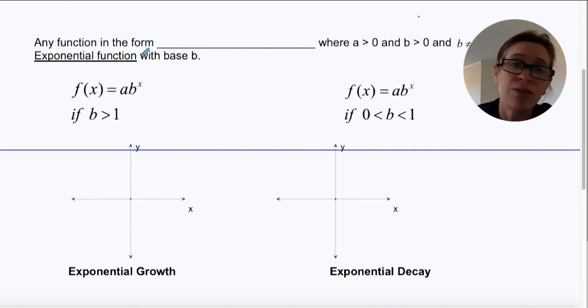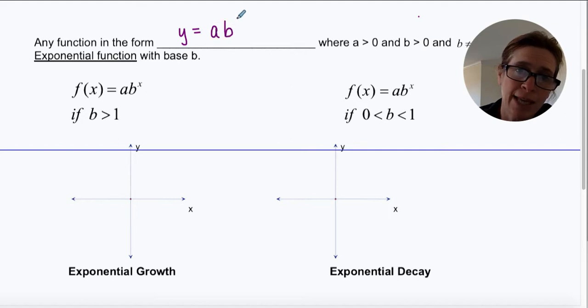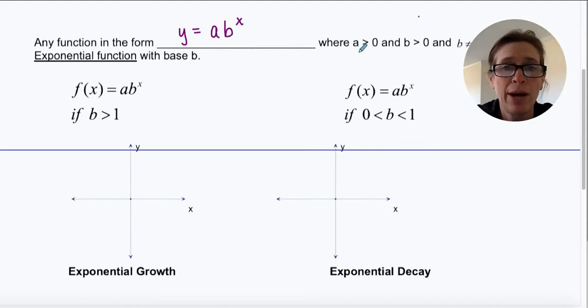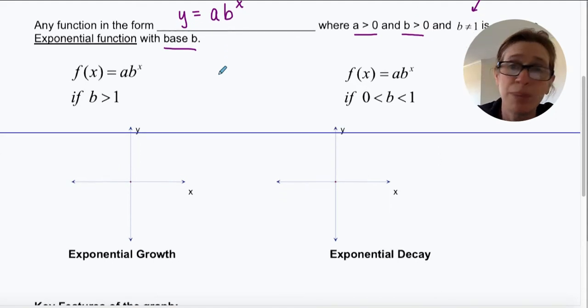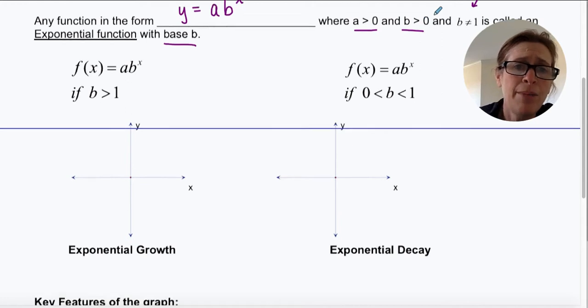I'm hoping what you found today was that any function in the form y equals ab to the x power, where a is greater than 0 and b is also greater than 0, and b cannot be 1, is called an exponential function with base b. Now, there's two things that actually can happen. So b has to be greater than 0 and a has to be greater than 0 in this form.